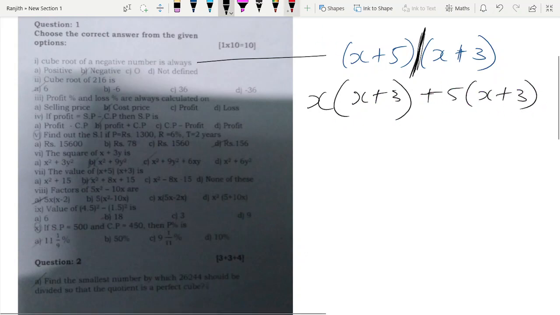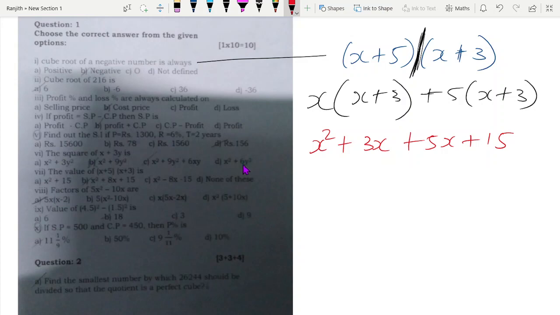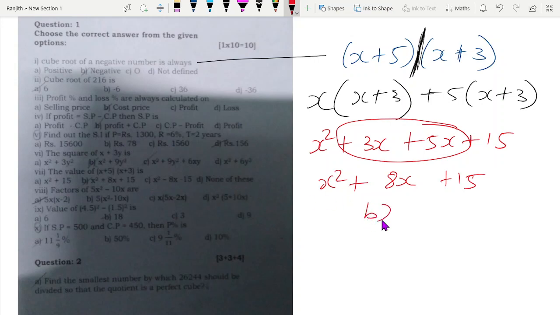Cherisha, explain this. Yes, sir. So x into x is x squared plus 3x, plus 5x plus 15. Okay, is this the final answer? Do we have such an option? So we can add 5x plus 3x, sir. Okay, others, what's the option? So x squared plus 8x plus 15. Okay, x squared plus 8x plus 15. A, B, C, or D? B.